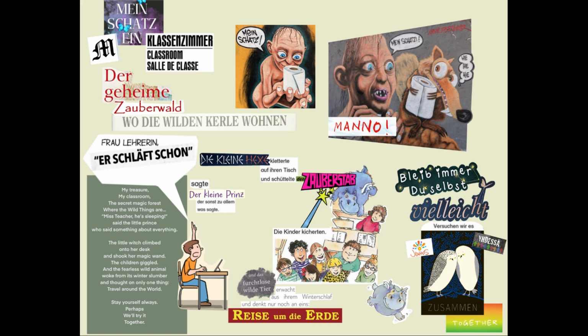Although I'm not happy with the aesthetic, I'm happy with the poetry I found in a folder full of German texts. Mein Schatz, mein Klassenzimmer is the title, which means my precious or treasure, my classroom. My treasure, my classroom, the secret magic forest, where the wild things are. Miss Teacher, he's sleeping, said the little prince, who said something about everything. The little witch climbed onto her desk and shook her magic wand. The children giggled, and the terrible wild animal woke from its winter slumber and thought on only one thing: travel around the world. Stay yourself always, perhaps we'll try it together.